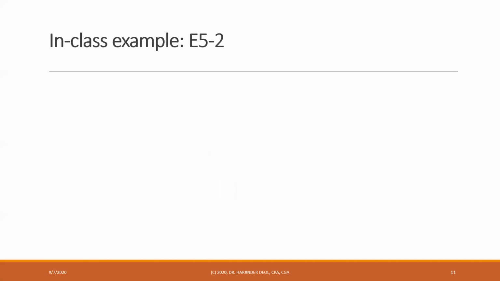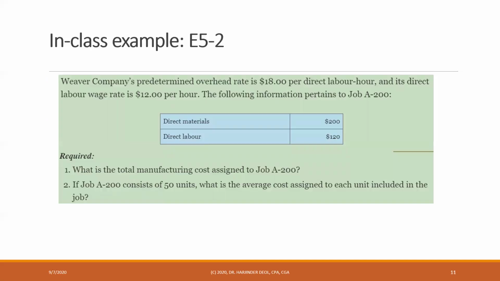To help understand this a little better, let's take a look at in-class example 5-2. So here we're given information about Weaver Company. The requirement is what's the total manufacturing cost assigned to job A200. So if you look at the details in blue, there's direct materials cost, $200. Direct labor cost is $120.